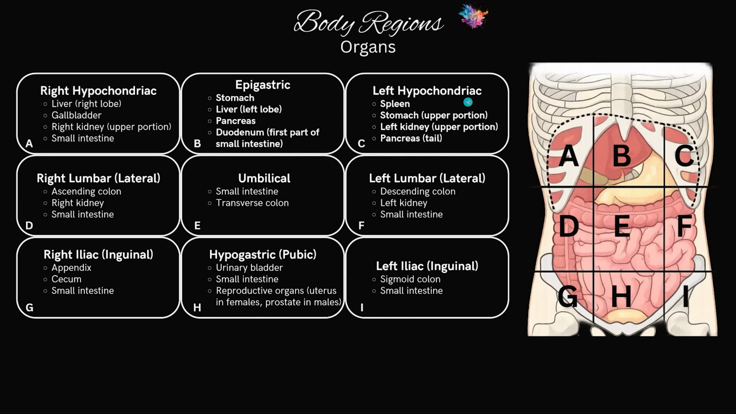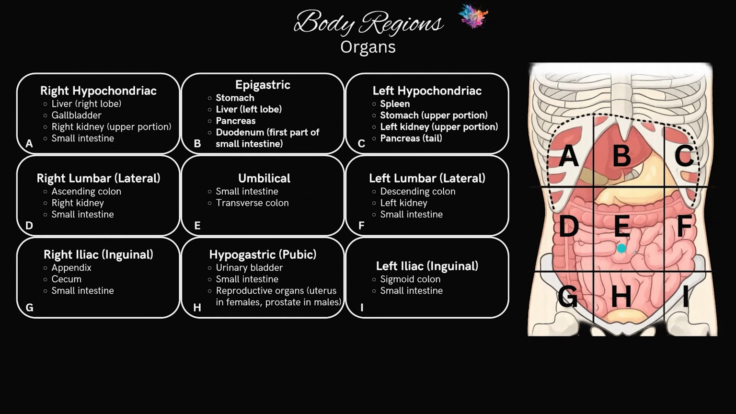Okay, moving on to the left hypochondriac region, that's going to be represented by letter C. Here we find the spleen, the stomach, the left kidney, and the tail of the pancreas. Letter D represents the right lumbar region. You have the ascending colon, right kidney, and small intestine. Right in the center, represented by letter E, you have the umbilical, which has the small intestine and transverse colon.